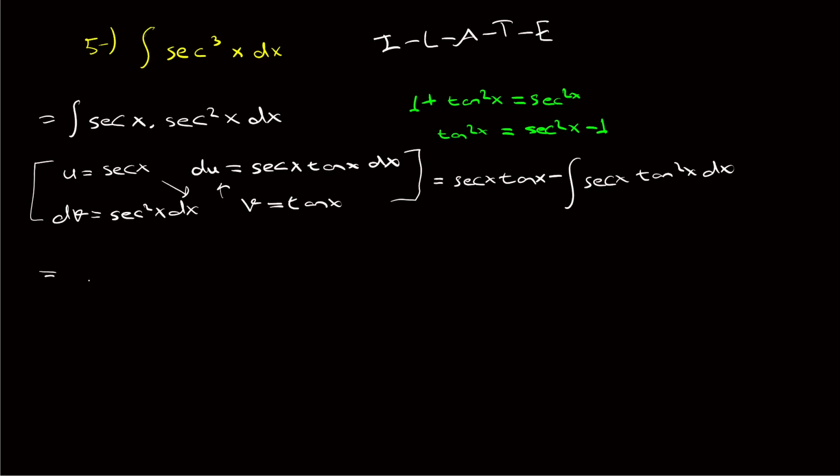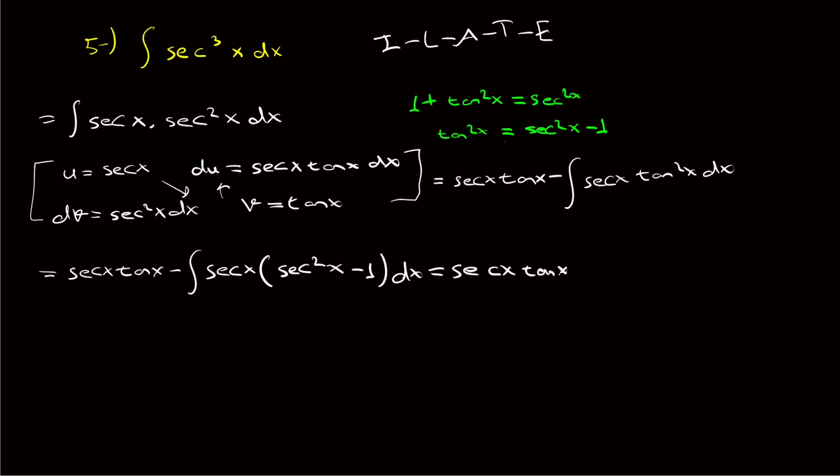This is going to be secant x tan x minus integral of secant x, now I will write instead of tan squared x, secant squared x minus 1 dx, which is equal to secant x tan x minus integral of secant cube x dx plus integral of secant x dx. Why is this important? Because this is equal to integral of secant cubed x dx.